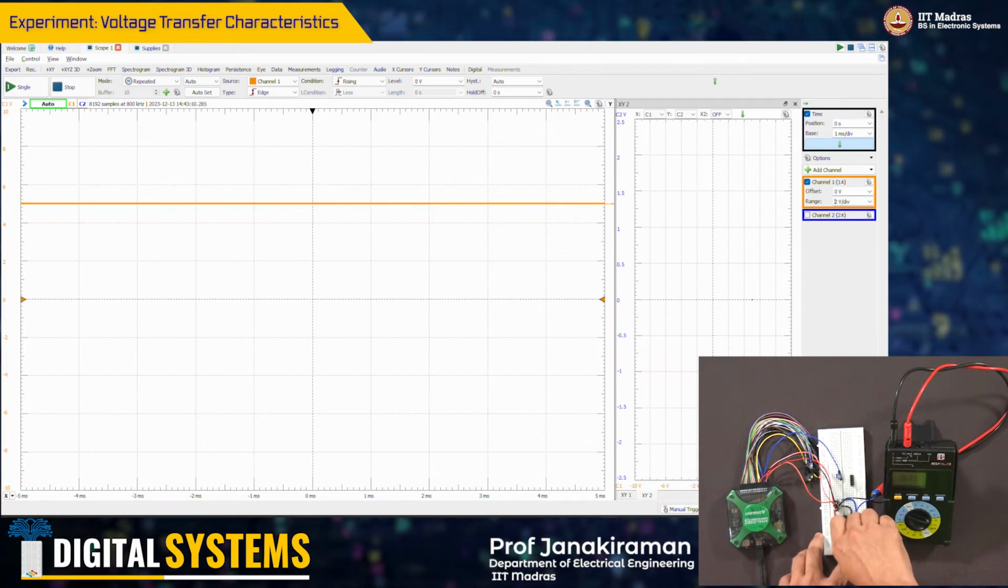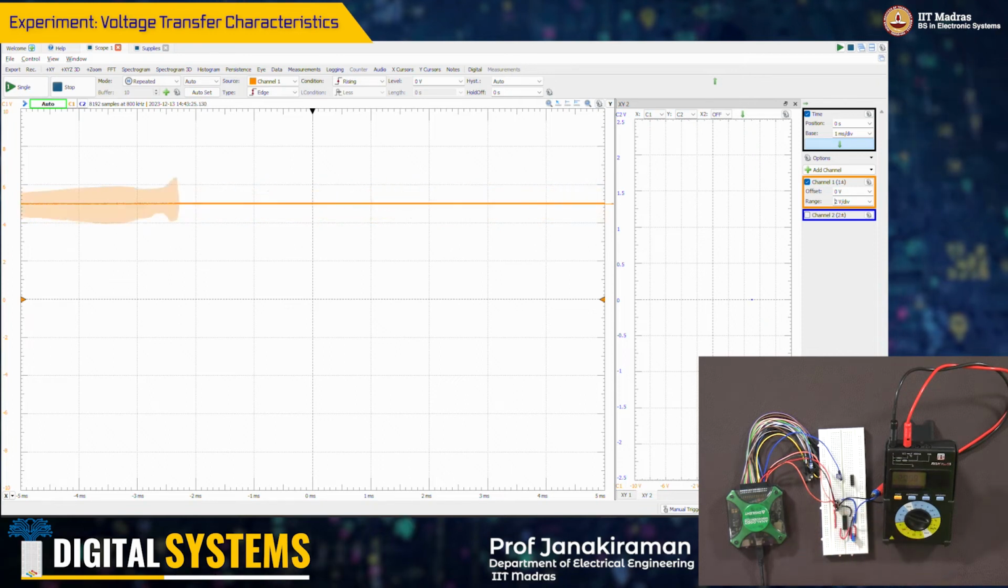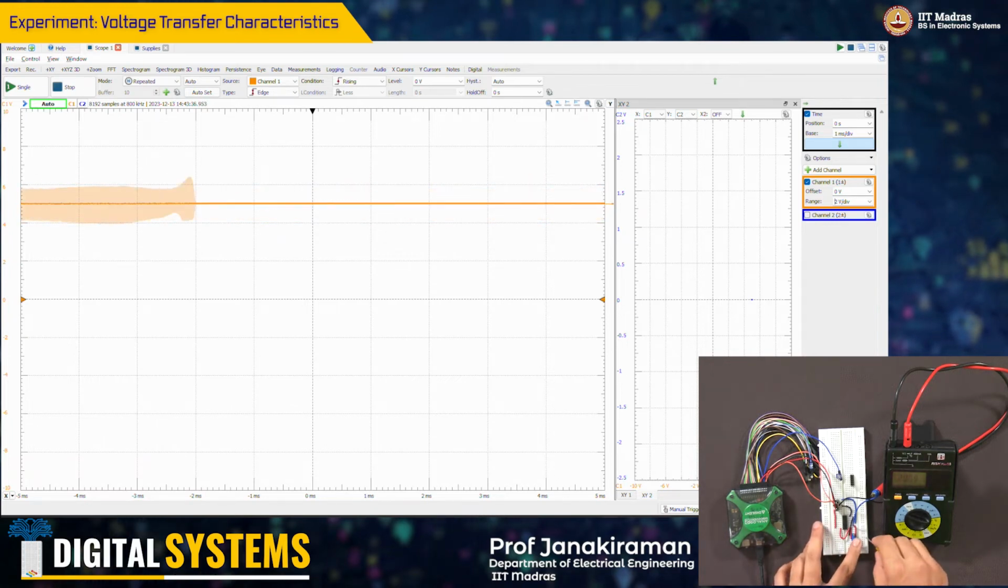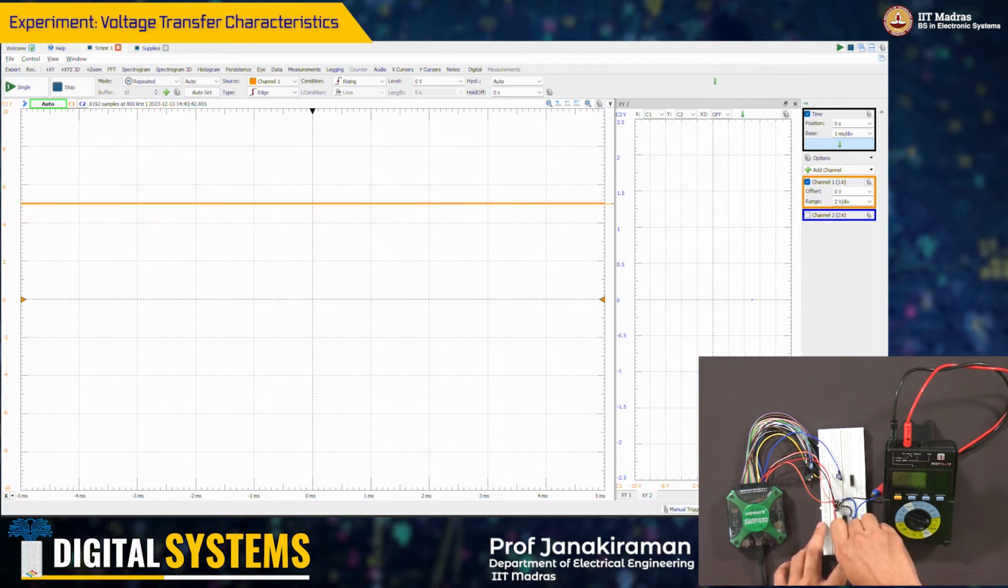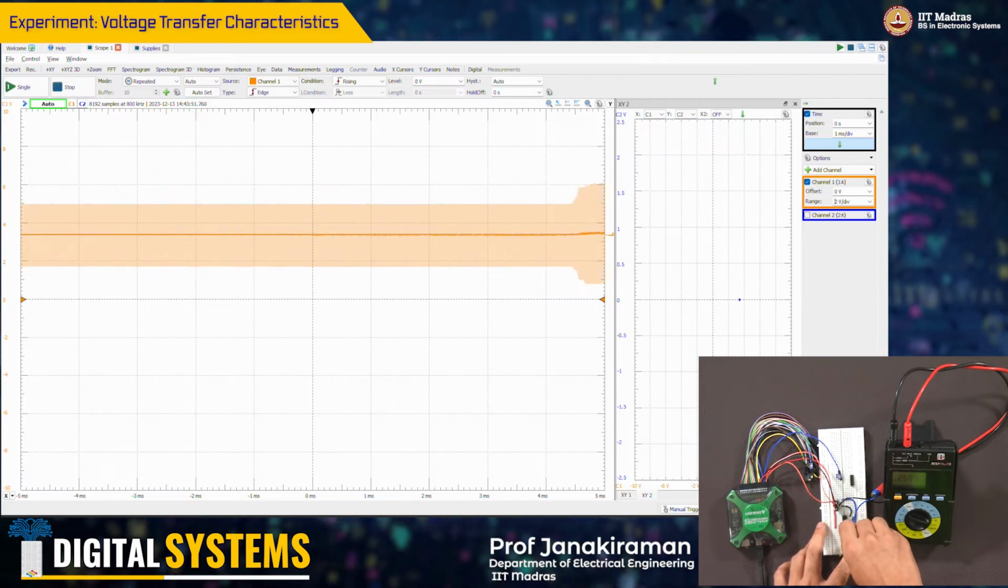So you see I have gone all the way nearly to 2 volts. I am now closer to 2 volts, and the output is still stuck at 5 volts. So an input range of 0 to 2 volt gives me an output of 5 volts, it is constant at 5 volts. So now I am going to continue this until the point I start seeing the output drop a little bit.